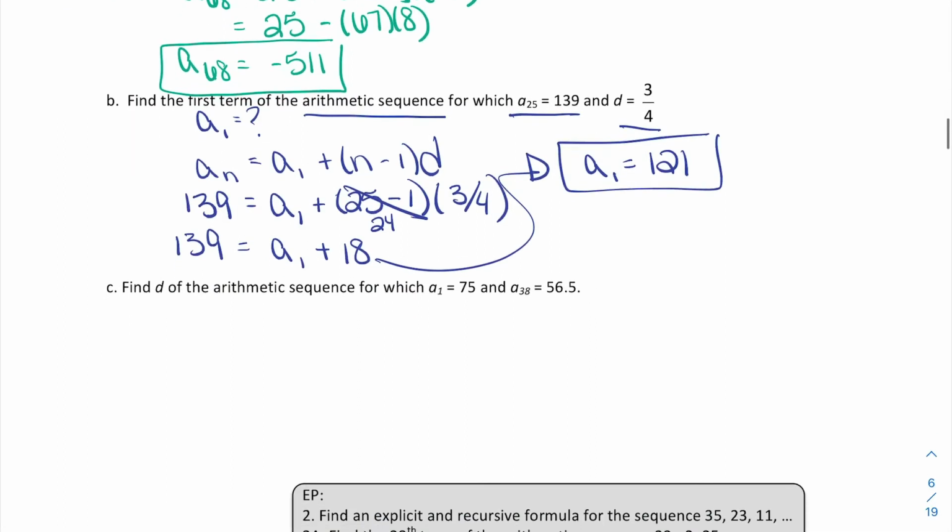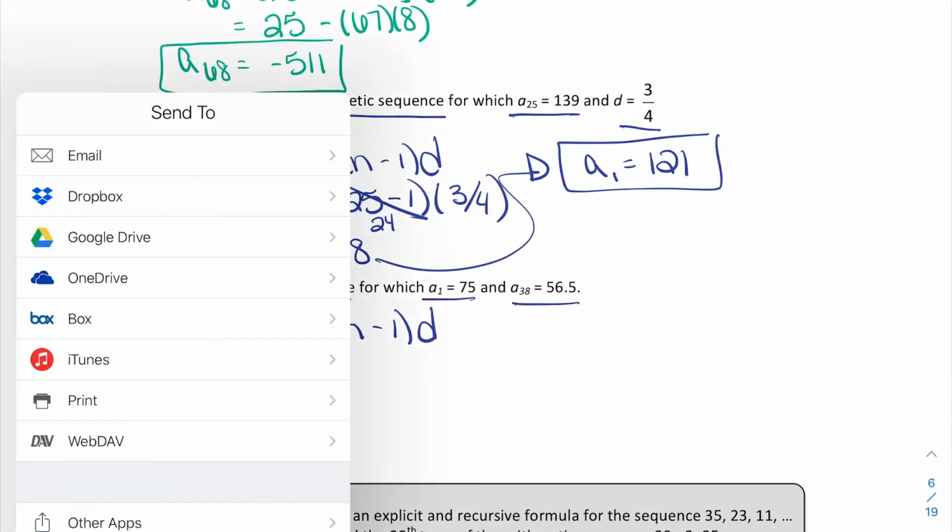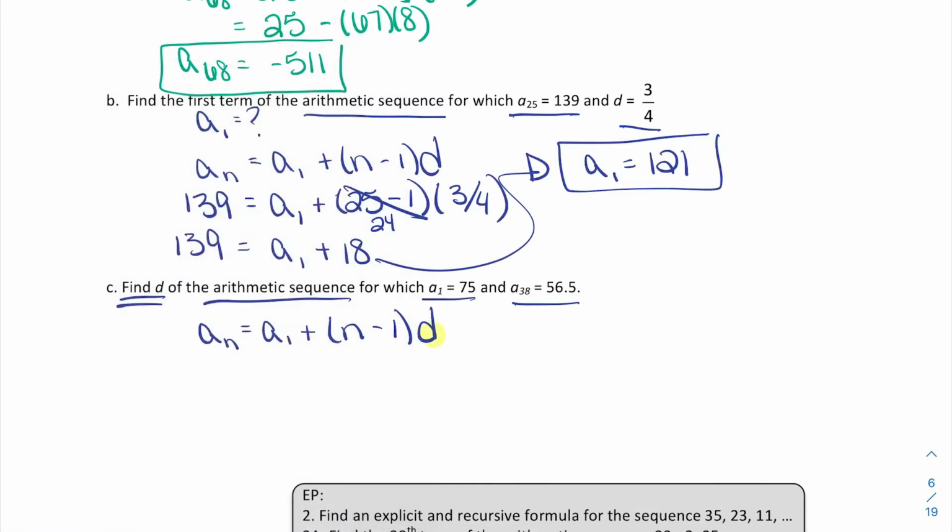Okay, and then another way to spin this, in C, we're gonna find D. Find the common difference. Again, we know we have an arithmetic sequence. A sub 1 is 75, A sub 38 is 56.5. So, to get started, let's just write out this formula. A sub n equals A sub 1 plus n minus 1 times d. So we're finding d. Let's highlight that. D is what we don't know, and that's what we're after.